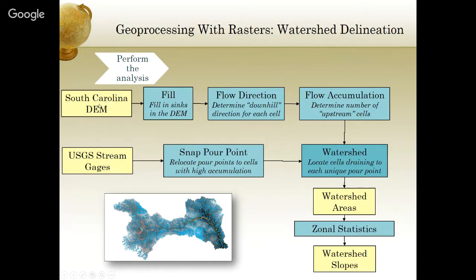We'll start with that South Carolina DEM once again, run the fill tool, the flow direction tool, and the flow accumulation tool. We'll take our stream gauges, which are a set of points, and snap those locations to high accumulation zones. Those two inputs will be put in the watershed tool, which will output these watershed areas. Then we can run zonal statistics on the watersheds to determine their average slope. So there's our flow chart.